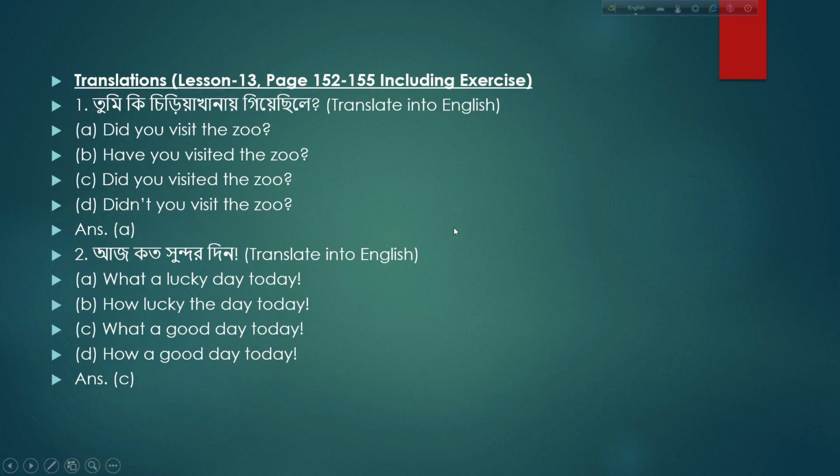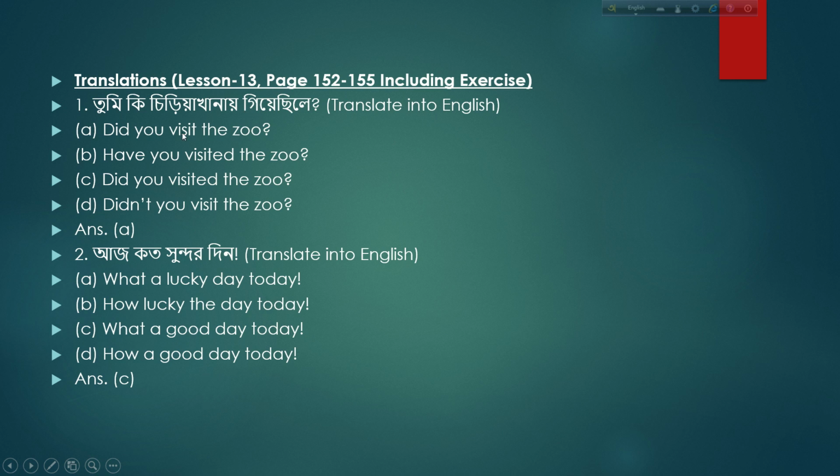The last item here is translation. In your syllabus it is given for the first term, lesson 13, that is, pages 152 to 155, including the exercise. There is an exercise, and you should practice it at home. Questions will actually come from that exercise, and they may also come from pages 152 to 155, but this exercise is very important. So you should practice the exercise at home.